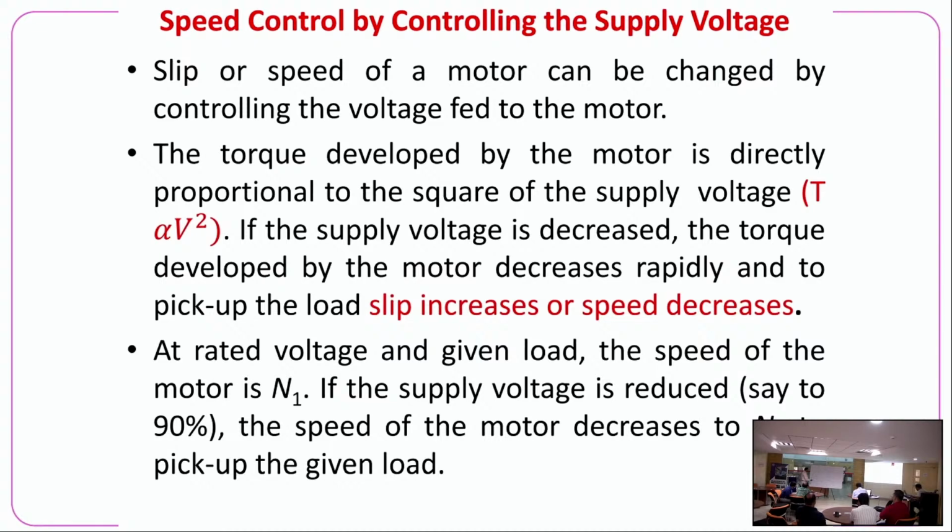So suppose you have a load torque like this. So at this speed, this is the torque. At this speed, this is the torque. This is the load torque. So for different voltages, you get different speeds.